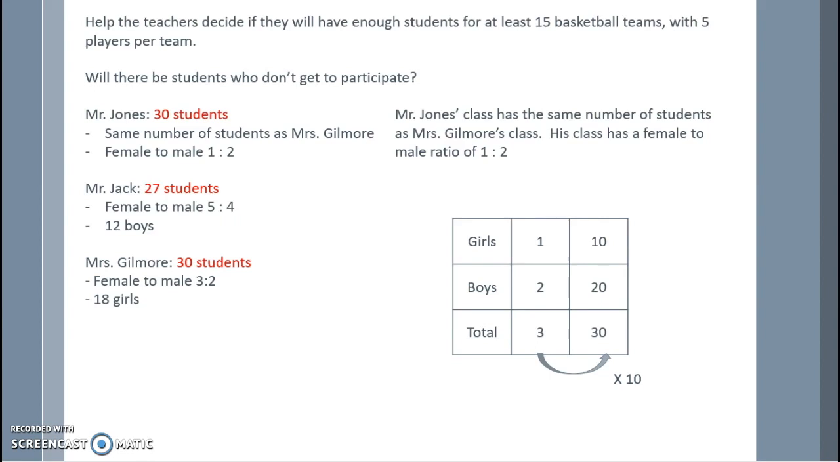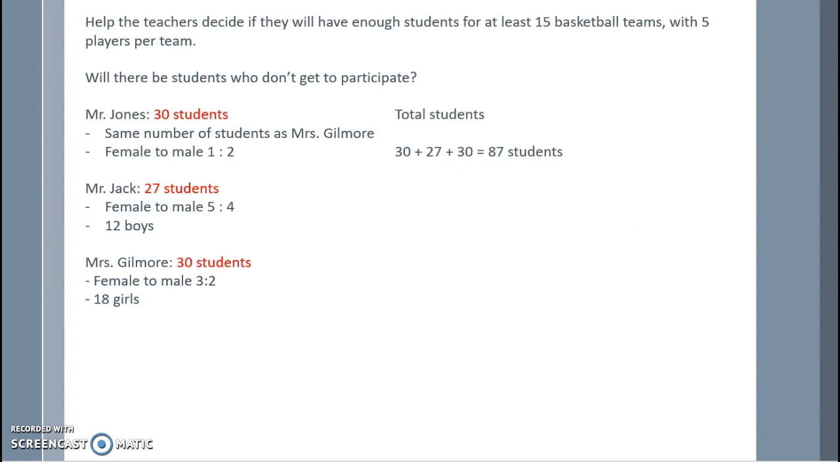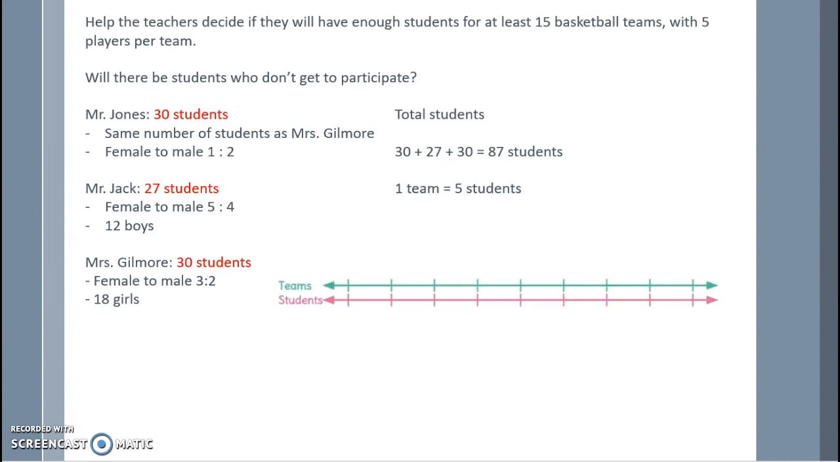We did not have to fill out the table, but it was good practice anyways. We need to know how many total students we have. So if I add all my students up, we have a total of 87 students. We also know that one team is equal to 5 students.